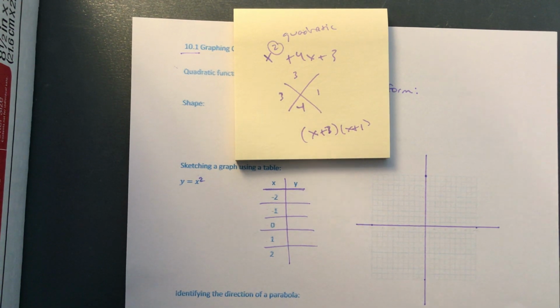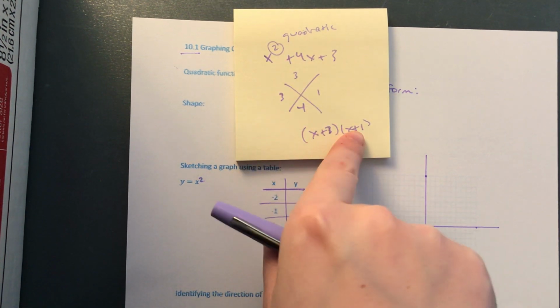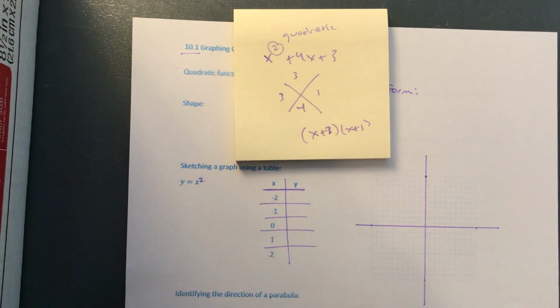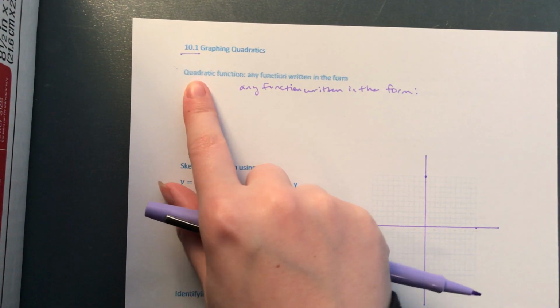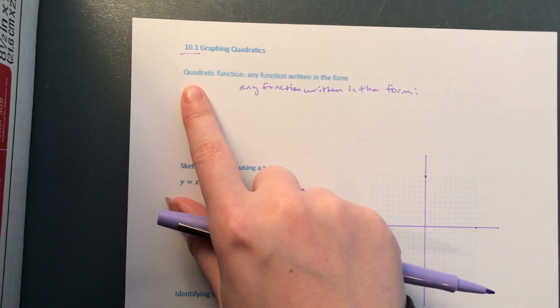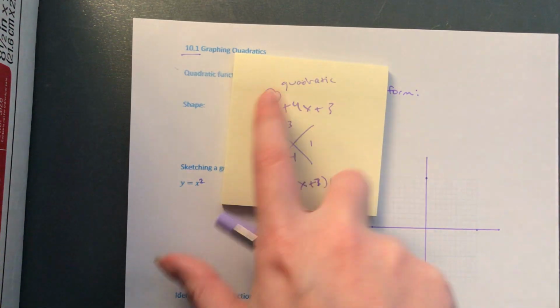So we're done with factoring. This will come back. We're going to use our factoring skills soon. But for now, I'm going to teach you guys, what is a quadratic? What do quadratics look like? We know from a polynomial standpoint that it's x squared.